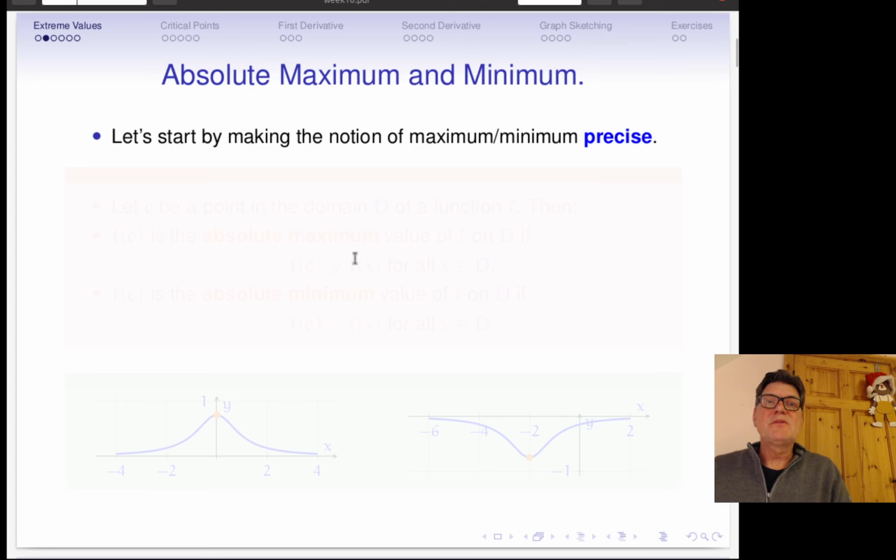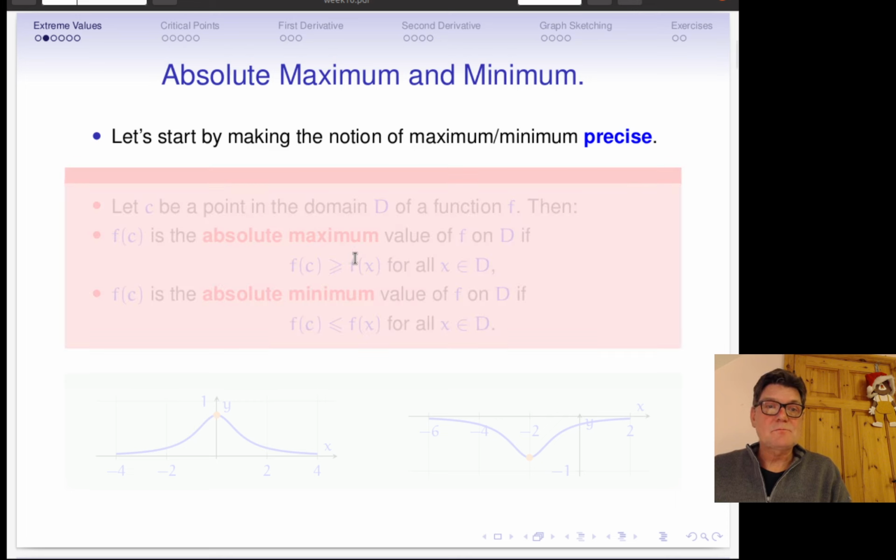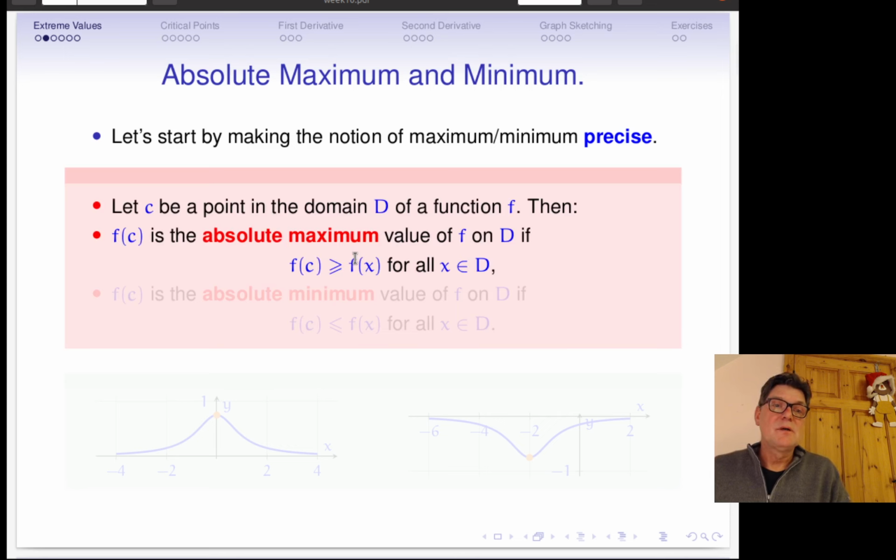So let's start by making this notion of maximum and minimum precise. There are some subtleties, as we will see. Starting point would be this definition. If c is a point in the domain D of some function f, then f of c, the value of the function at c, is the absolute maximum value of f on the domain D, if this value f of c is greater or equal than any value f of x, where x is chosen as any point in the domain D.